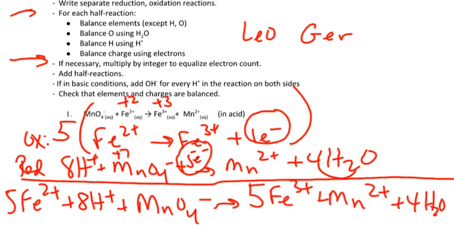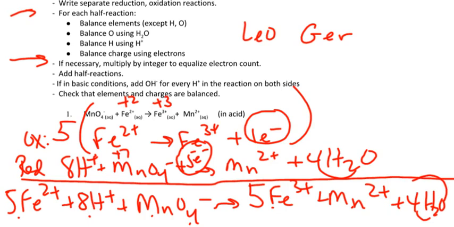Okay, and now let's go ahead and check. I have 5 irons here. I have 8 hydrogens here. I have 1 manganese, 4 oxygens. So my atoms are balanced.